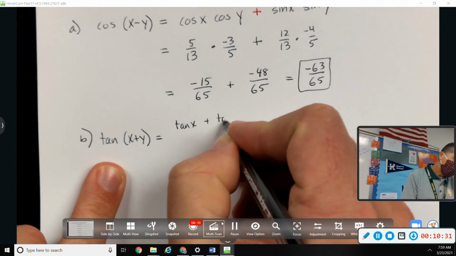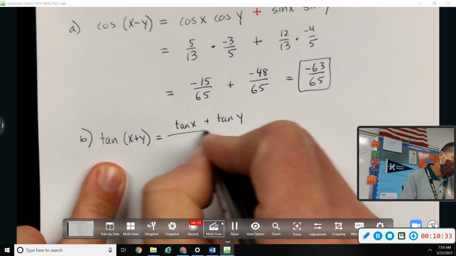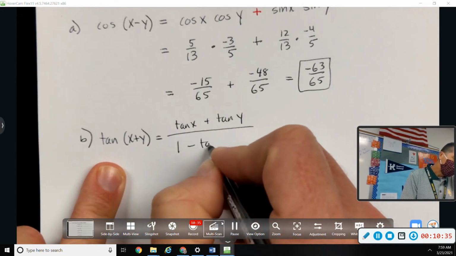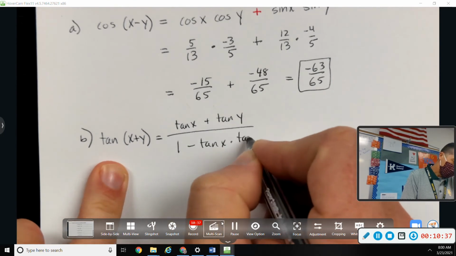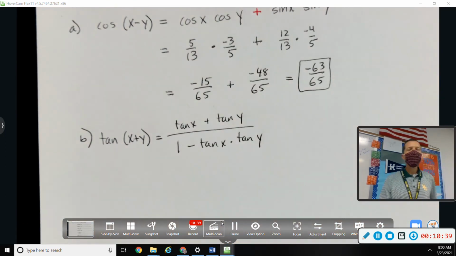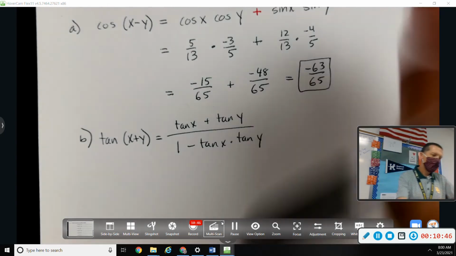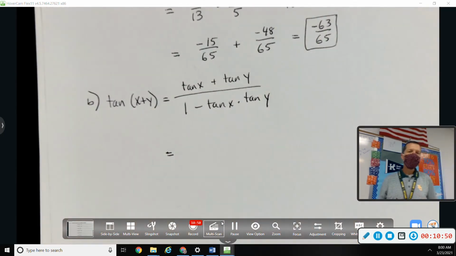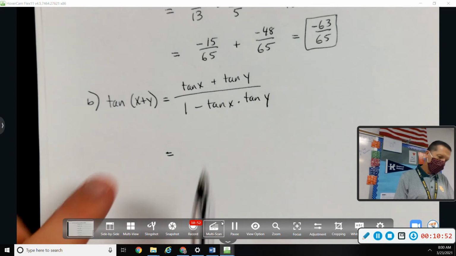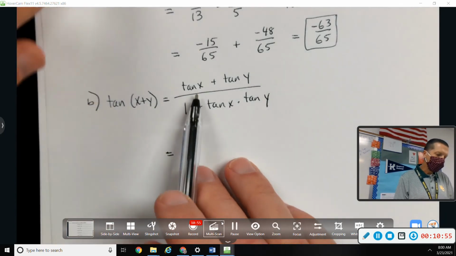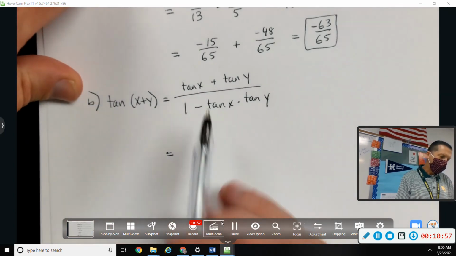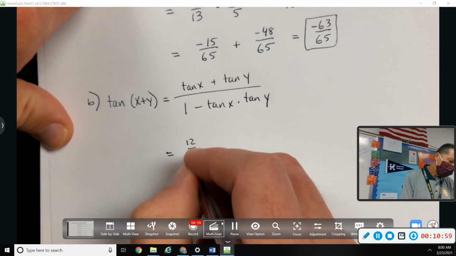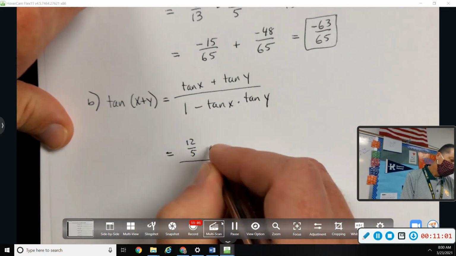tangent of x plus tangent of y over 1 minus tangent of x times tangent of y. Again, write it out. Don't try to substitute on the fly. It's a great way to mess things up. Okay, tangent of x. So make sure you look at x. Tangent is opposite over adjacent. 12/5.